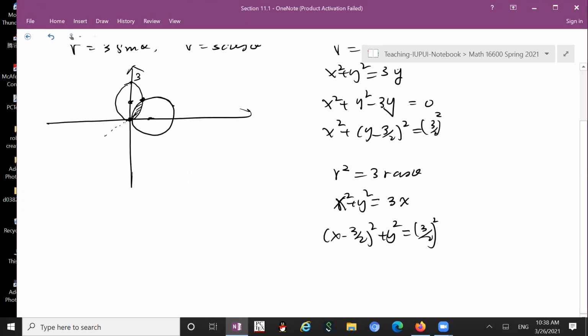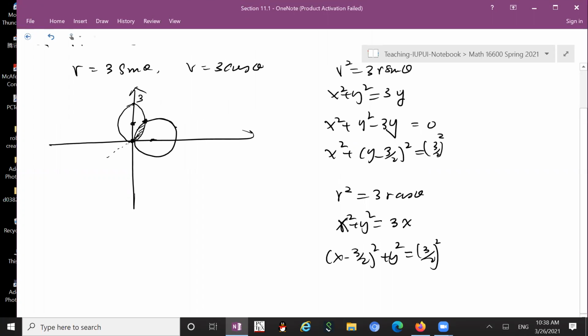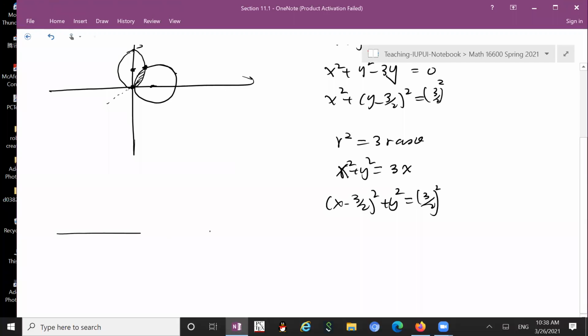Some problems can even use elementary methods, but for this one, you have to find the intersection point, right? Where theta is... and let me draw the picture like that one.